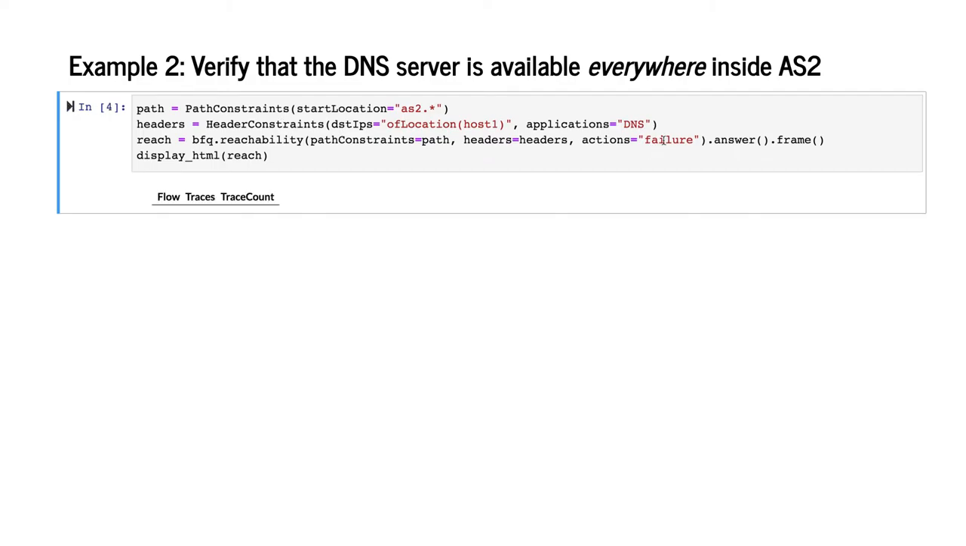If reachability finds one, that's a bug, a flow for which DNS is not available. If it finds no results, that's a guarantee. Reachability searched all possible flows, and all of them were delivered. Batfish didn't find any answers, so we know that DNS inside of AS2 is available.